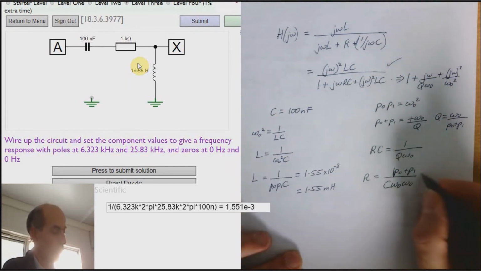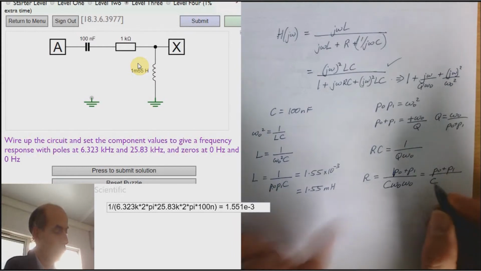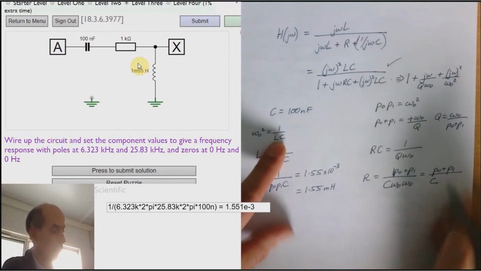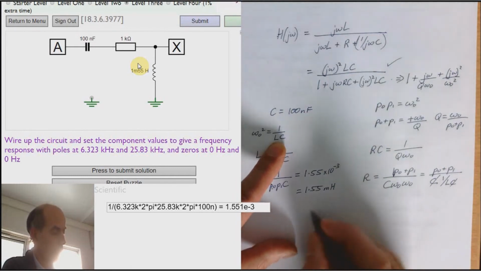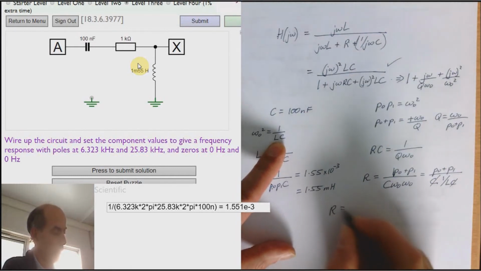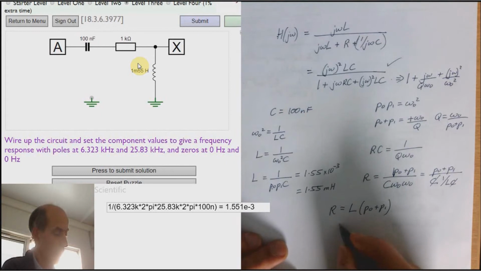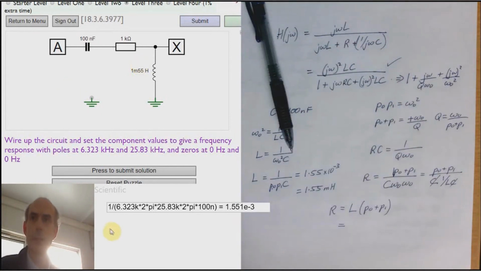Omega naught times omega naught is omega naught squared. P0 plus P1 over C omega naught squared. Omega naught squared is 1 over LC, so the Cs cancel out. That's helpful. So we have, finally, R equals L times P0 plus P1. Really quite simple formula.